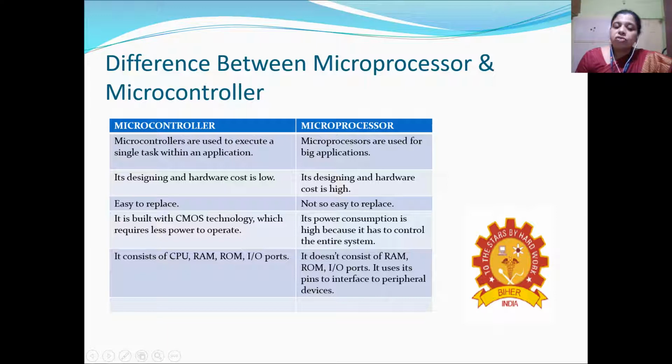So the microcontroller is built with CMOS technology, so it requires less power to operate. Whereas the microprocessor has to control the entire system, so the power consumption is going to be high. A microcontroller consists of CPU, RAM, ROM, input output ports, and analog to digital converters, everything.